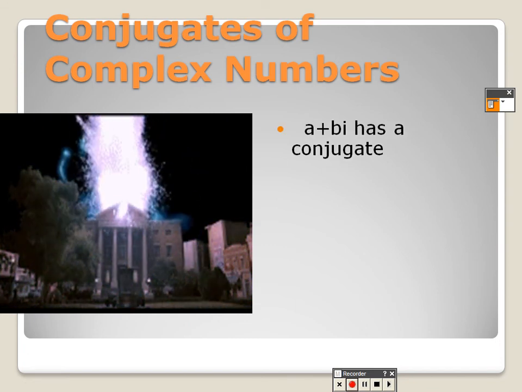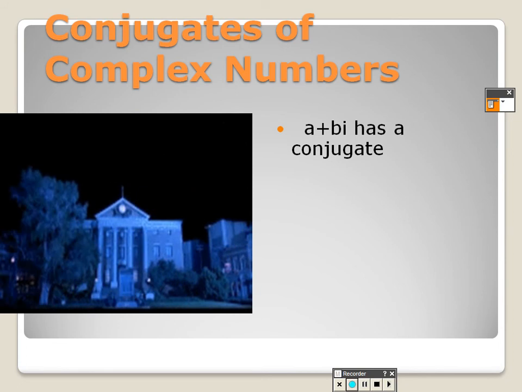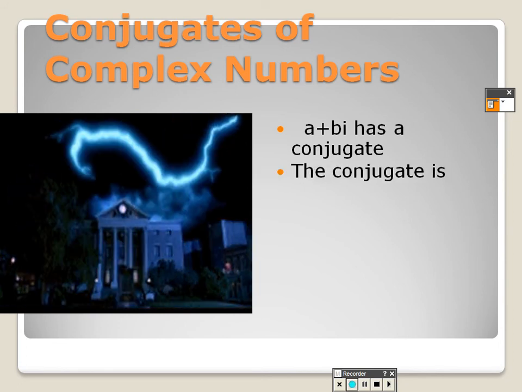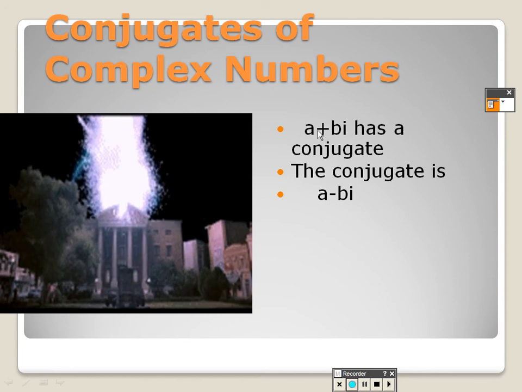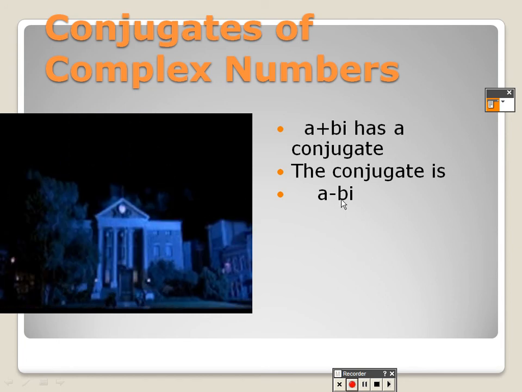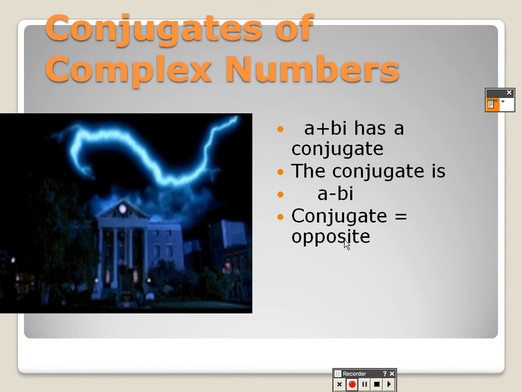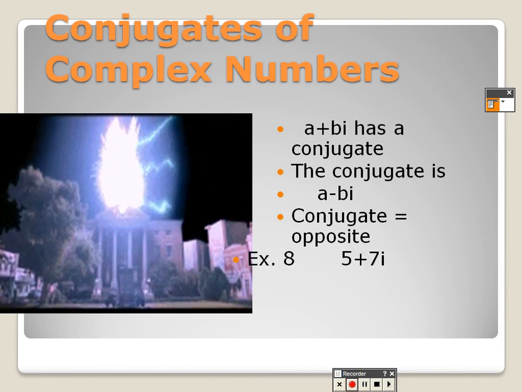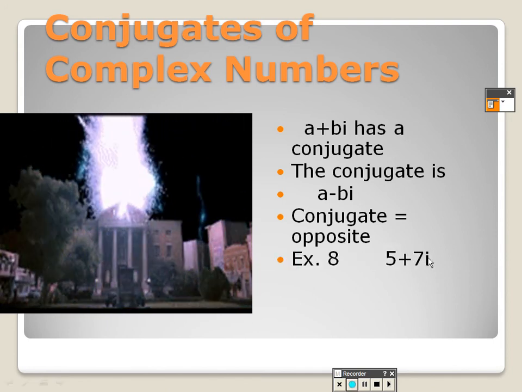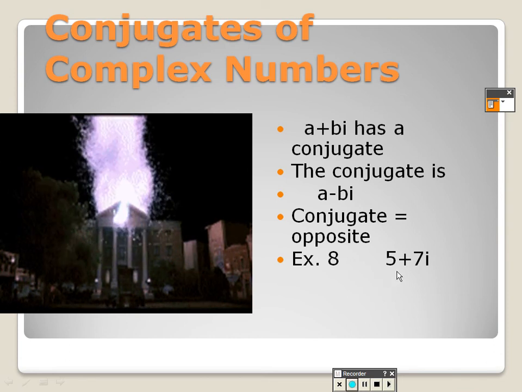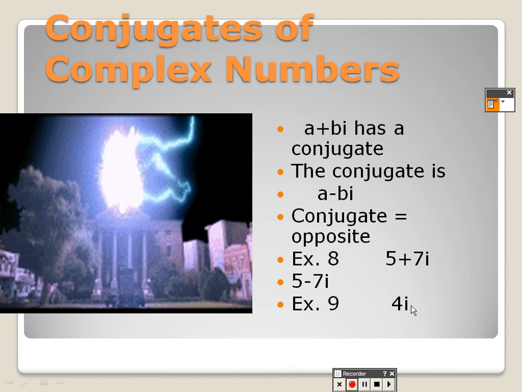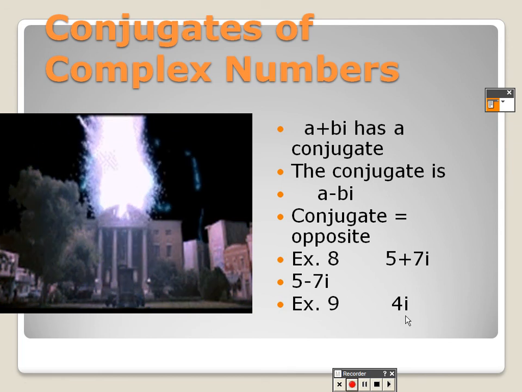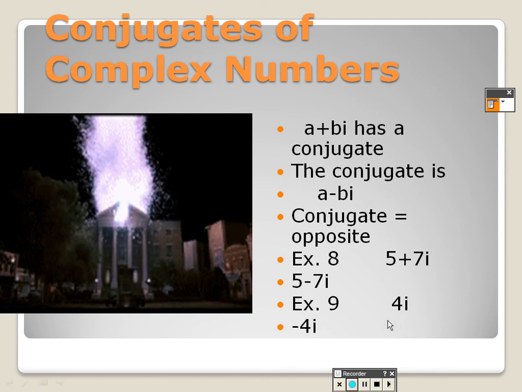So conjugates. If you have a plus bi, the conjugate is a minus bi. So it's whatever the opposite is. The conjugate does equal the opposite. So example 8, 5 plus 7i, the conjugate would be 5 minus 7i. Example 9, 4i, the conjugate would be negative 4i.